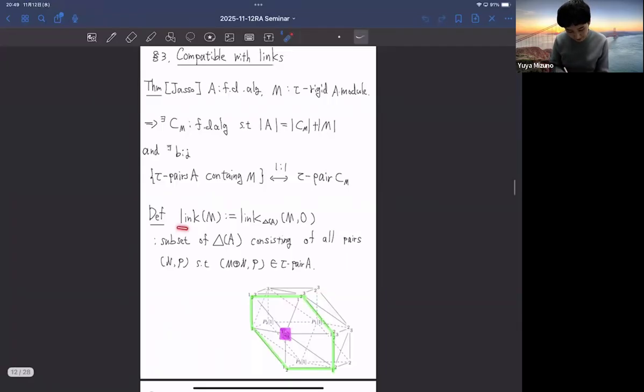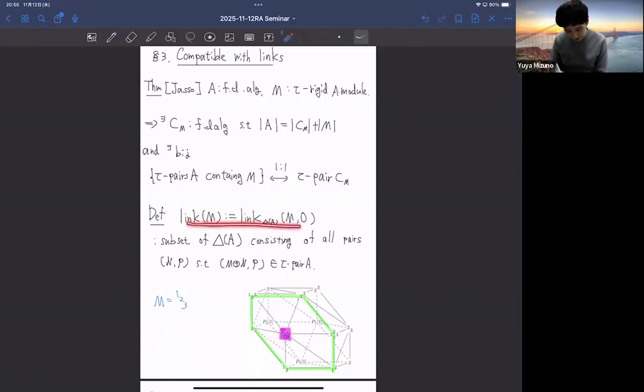So namely, the link of M is described like this. More precisely, this is a subset of the simplicial complex consisting of all pairs N and P such that M plus N and P is a tau-rigid pair. What does it mean? So let me consider the case of this 1, 2, 3.